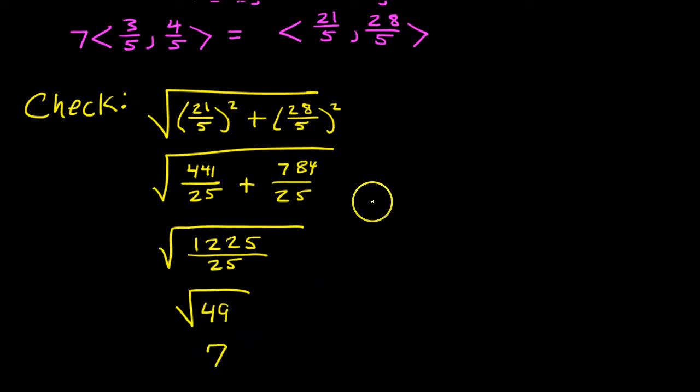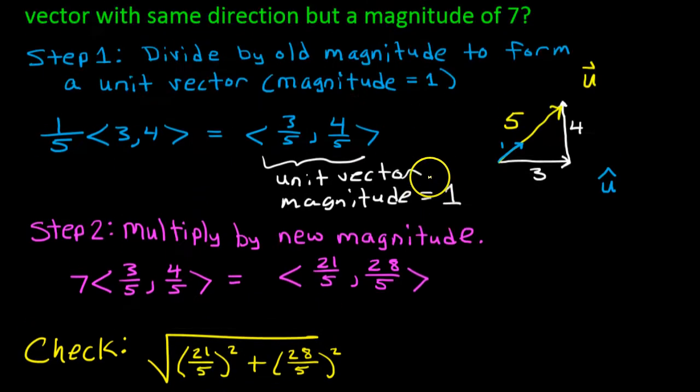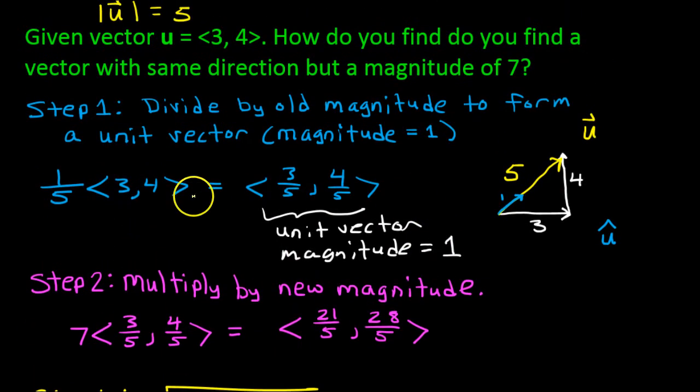So, as a matter of fact, this vector that we found does have a magnitude of 7, and since all we did was multiply by scalars from the very beginning, it has the same direction as the original vector. So this definitely is the solution to the problem.